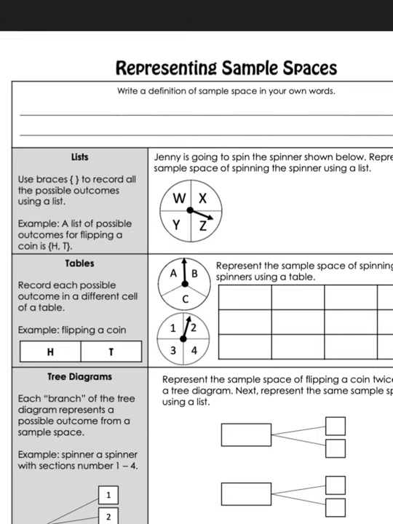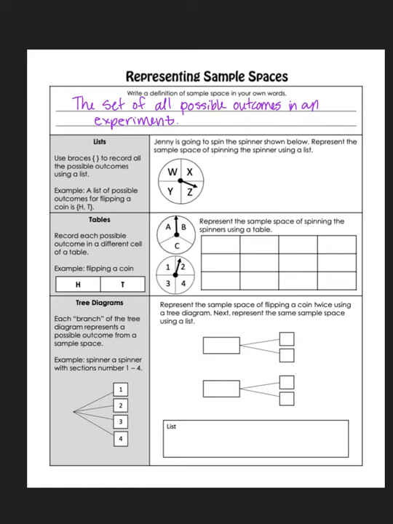Now we're going to talk about sample space. Sample space is the set of all the possible outcomes in an experiment. I can show these with lists, I can show it with tables, and I can show it with tree diagrams. So let's talk about list. You're going to use braces or brackets to record all the possible outcomes using a list.